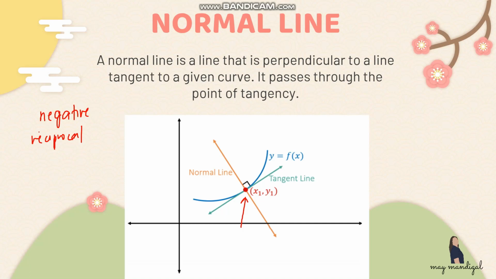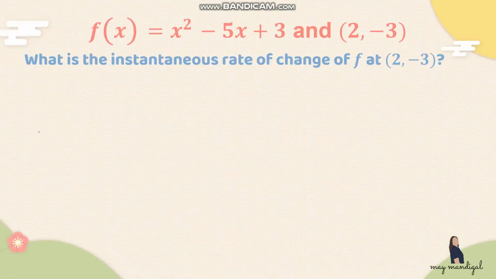Now we will use the slopes of our tangent line to identify the rate of change in our function. We want to identify how the value of the function changes along the curve. In order to do that, we will be applying derivatives as well. For example, we have the function x squared minus 5x plus 3, and we have the point (2, -3). What is the instantaneous rate of change of f at (2, -3)? This point (2, -3) is on our function.